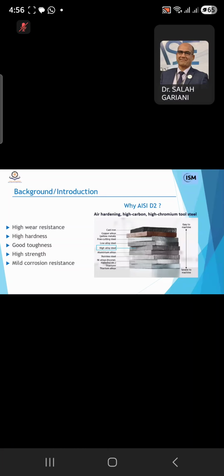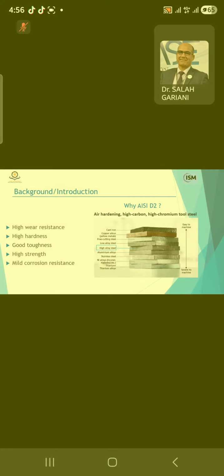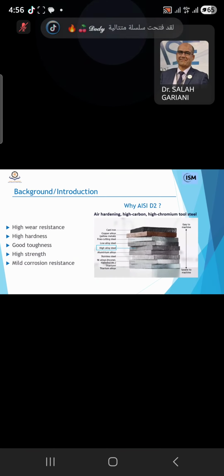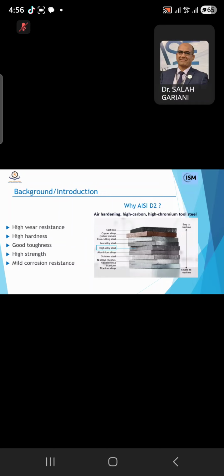D2 steel is an air-hardening, high-carbon, high-chromium tool steel. It has high wear resistance, strength, and hardness, good toughness, and mild corrosion resistance. These properties, of course, make D2 a very attractive material for the production of press tools, cutting tools, plastic molding, and pressure die casting dies. However, D2 is one of the difficult-to-cut materials, and machining D2 is still challenging compared to low alloy steel.